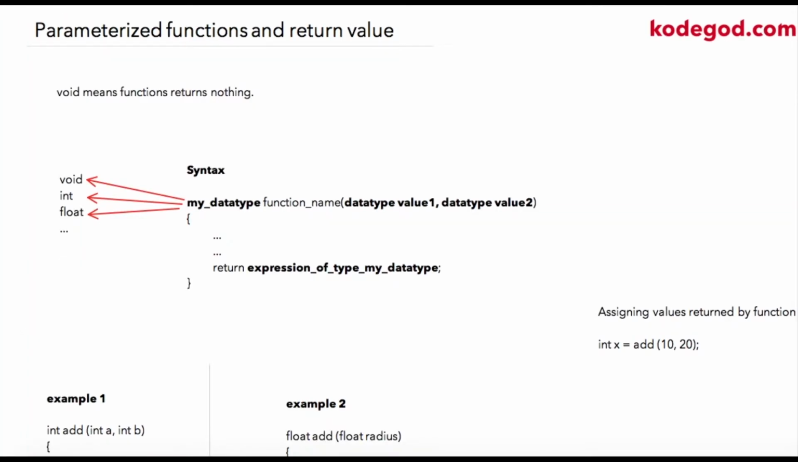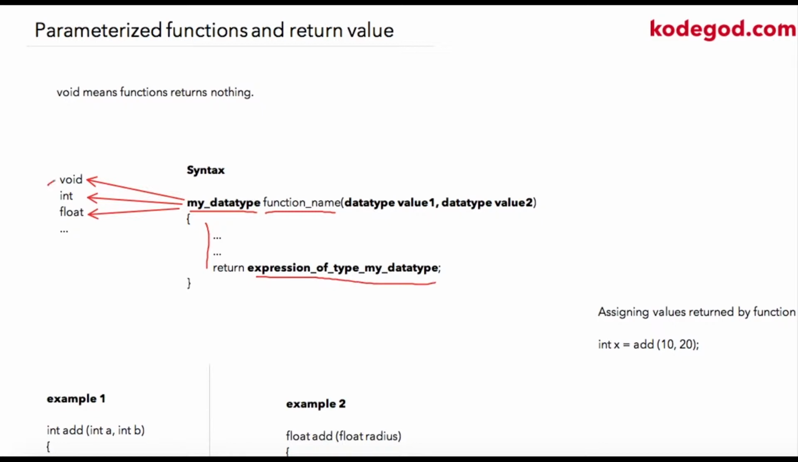Let us check again the syntax for defining a function, but this time we are adding parameters to it as well. So this is your function name and this is your return type. Return type is basically any data type. Your function will perform some operation over here and the same data type will be returned by this function.